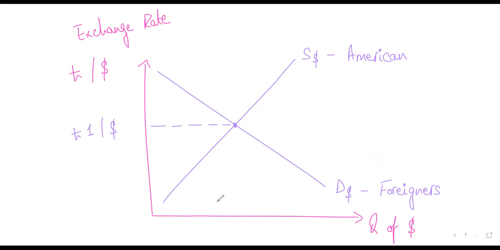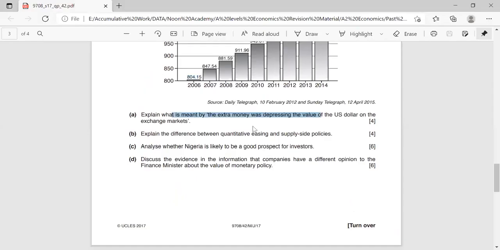Now the question is talking about more supply. If you quickly go back and look at the exact question, it says: explain what is meant by the extra money was depressing the value of the US dollar on the exchange markets. Now, what would that do? Have a look at this.